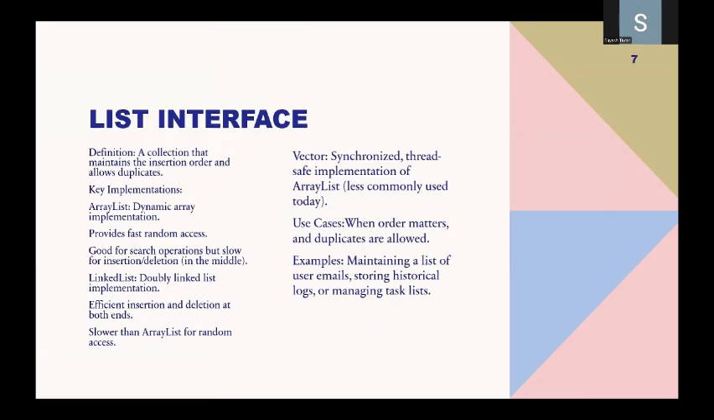Now we'll be moving on with the list interfaces. As we have talked about, a list is a collection that maintains the insertion order and allows duplicates. In Java, a list is commonly used in the form of an array list, that is a dynamic array implementation. It provides very fast random access of the elements, and moreover it is quite simple to understand for a programmer who is working with arrays. The second thing is that it is good for searching operations, but slow for insertion and deletion in the middle.